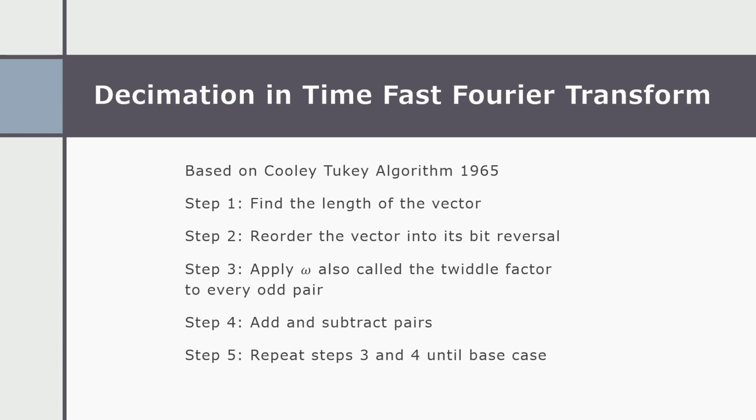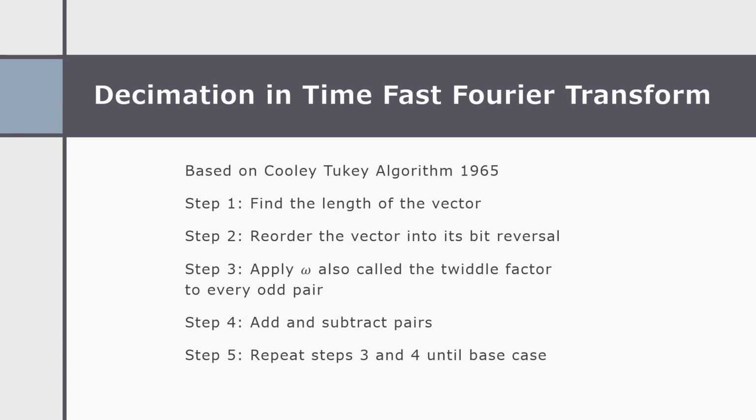So I looked at, let me back up. There are lots of different methods to calculate a fast Fourier transform, but I studied the decimation in time fast Fourier transformation based on the algorithm of Cooley-Tukey, which is from 1965, which every book will tell you.